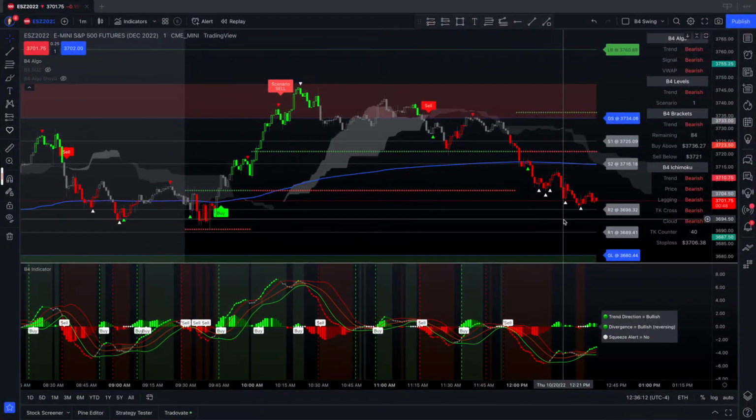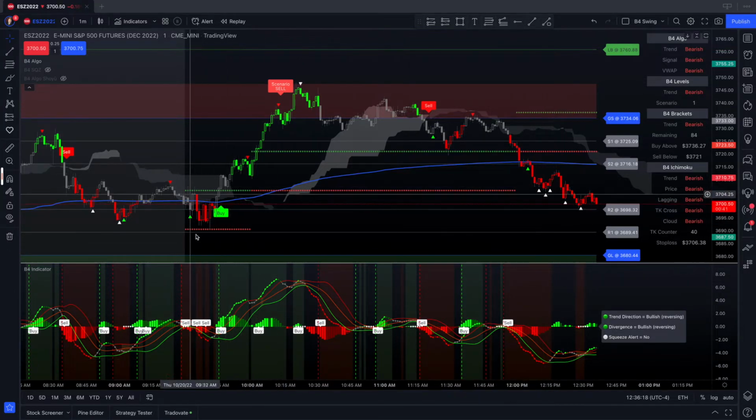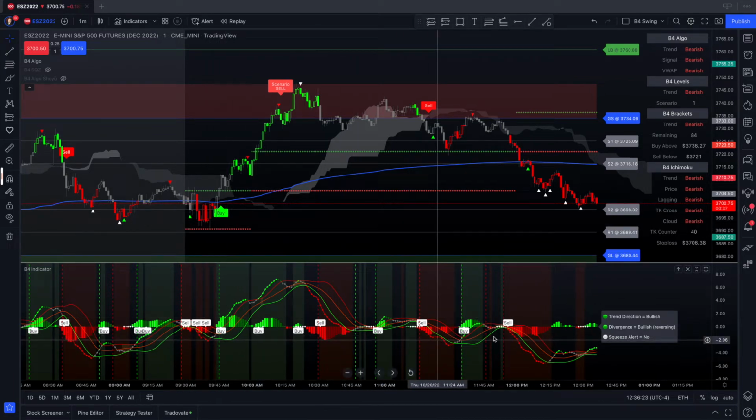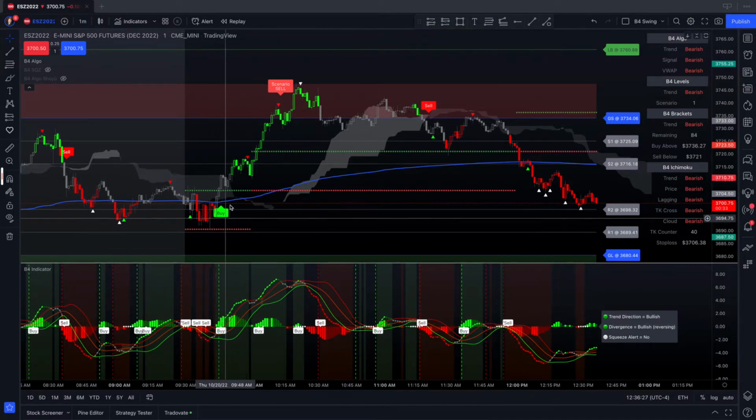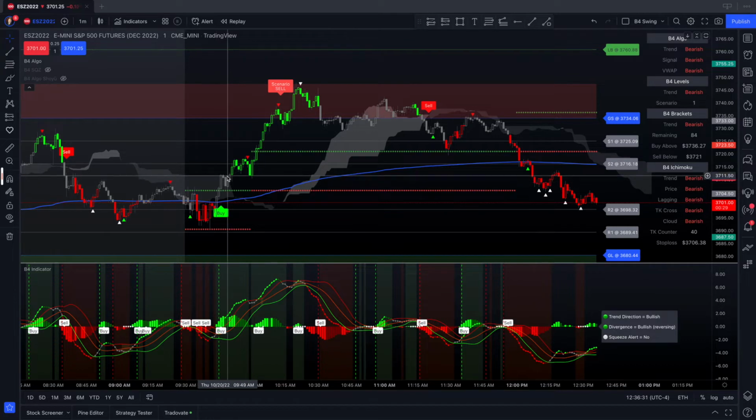Here with B4. I just want to go over today's price action with you, show you our B4 trading system. Here we are early on this morning. Of course, the free lower indicator here tied in with it. We actually got a nice buy signal here from the actual B4 algo. Nice confirmation there with the color strategy.